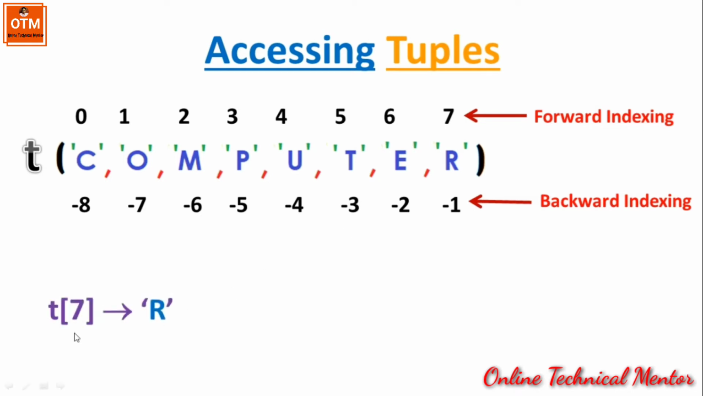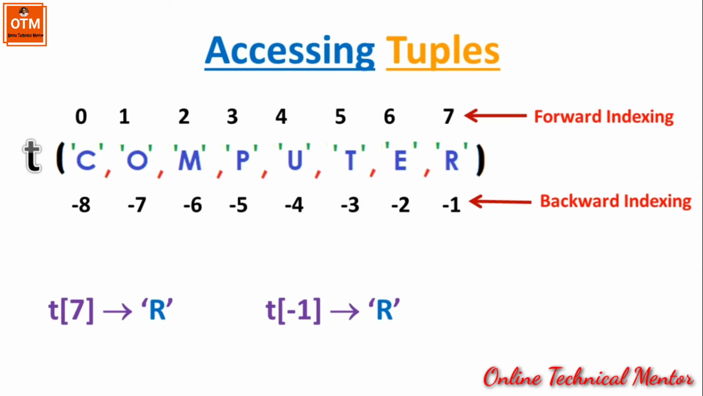Now if I want to access the 8th element, for that I have to write t within third brackets 7. So 7 is the index. This is the 8th element. Again, if we write t within third brackets -1, that means it is pointing to the last element, that is capital R. So both t[7] and t[-1] represent the same thing.